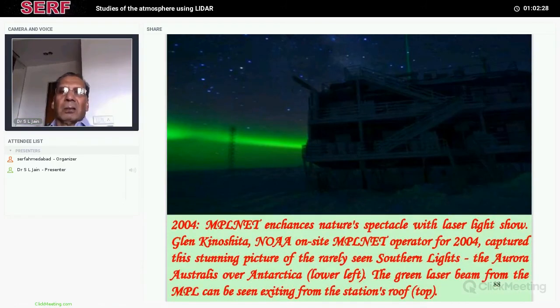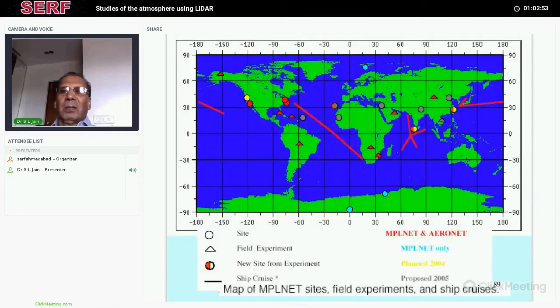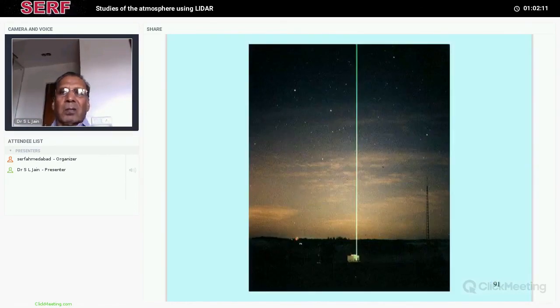This is an aurora obtained from the MPL net. Micropulse LIDAR net means micropulse LIDARs are located in many places around the globe, so if somebody is interested, they can contact a person in NASA, and they can have a micropulse LIDAR in India also, and join the network. And these are the various stations where they install the micropulse LIDARs. And these are other various systems.